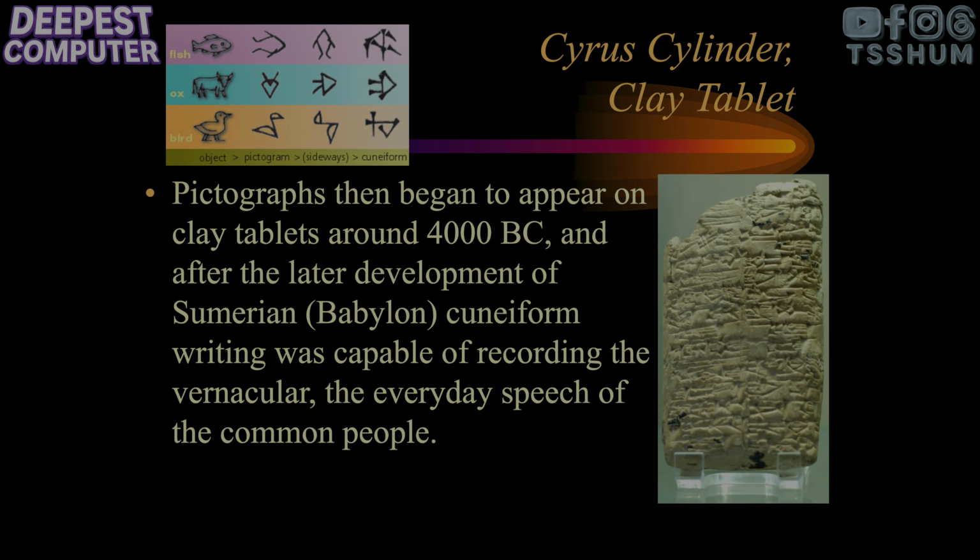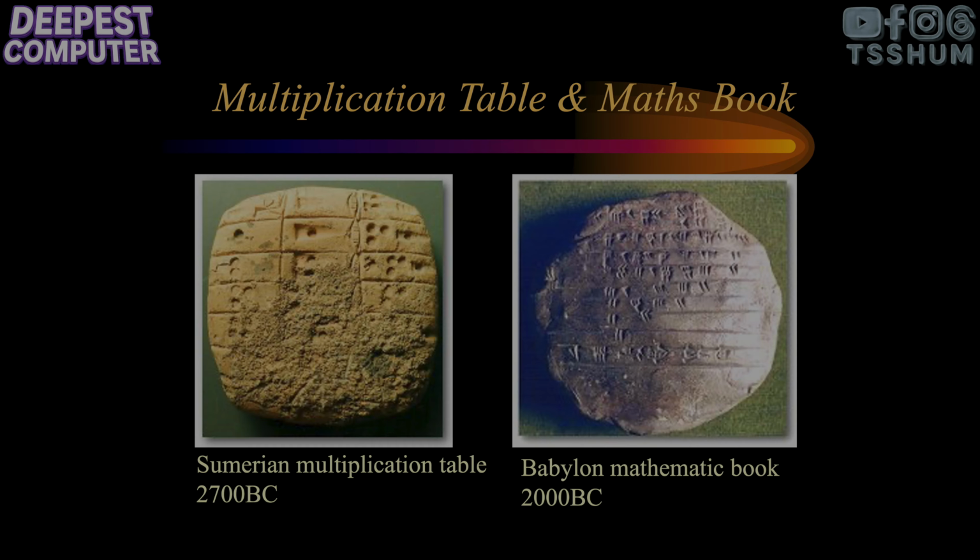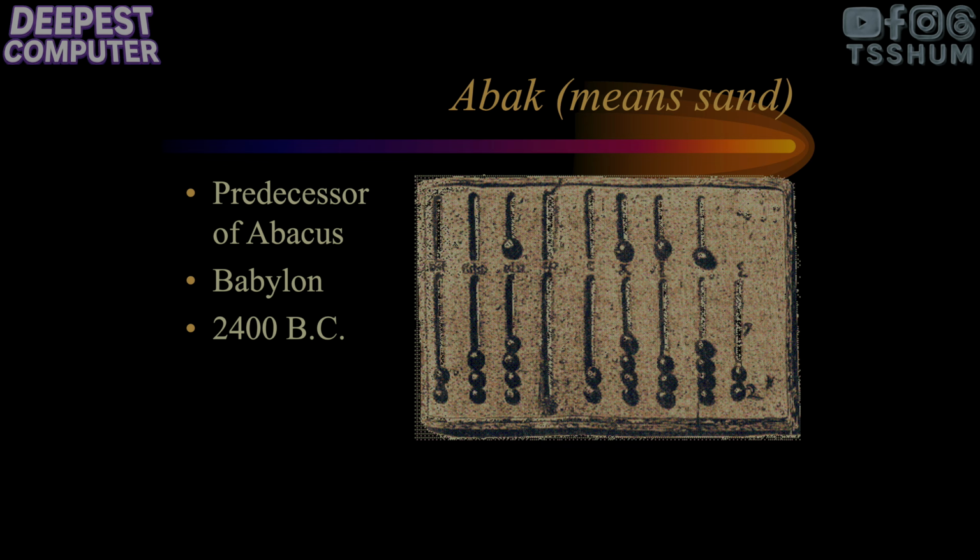Later, Sumerian cuneiform writing was used for everyday speech. Ancient computational tools include the Sumerian multiplication table from 2700 BC and the Babylon mathematics book from 2000 BC. The Abak, meaning sand, was a predecessor of the abacus, used in Babylon around 2400 BC.